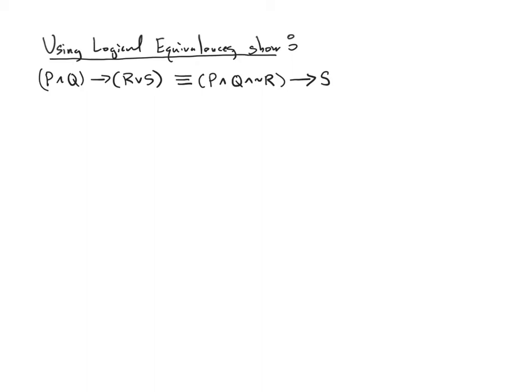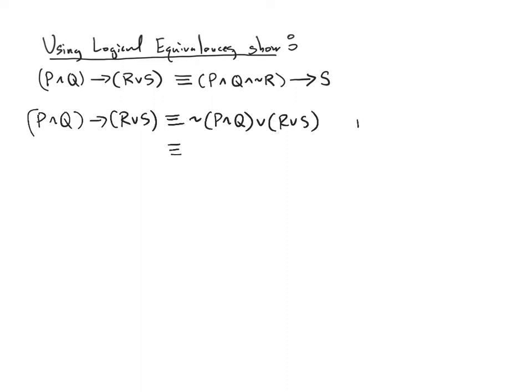So we'll start with the left-hand side. P and Q implies R or S. That's equivalent to, let's use conditional simplification, so it's the negation of the if part, P and Q, or the then part, R or S. That's by conditional simplification. I believe that's 12.